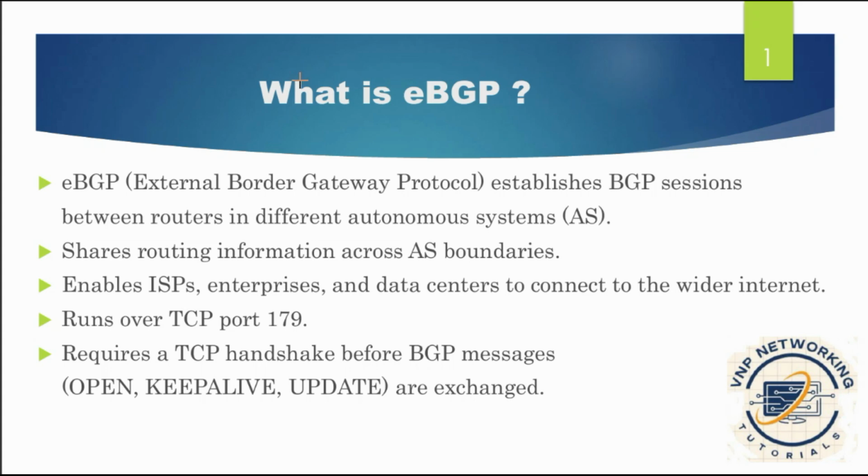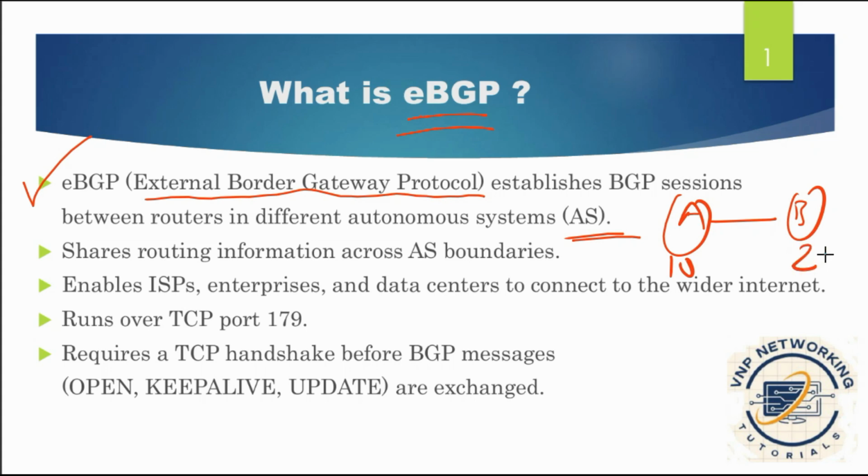In today's video, we are going to understand what is eBGP and how does it work. eBGP stands for External Border Gateway Protocol. It is used to establish BGP neighbor relationship between routers that belong to different AS. AS means autonomous systems. For example, if router A belongs to AS 10 and router B belongs to AS 20, then the BGP connection formed between them is called eBGP.